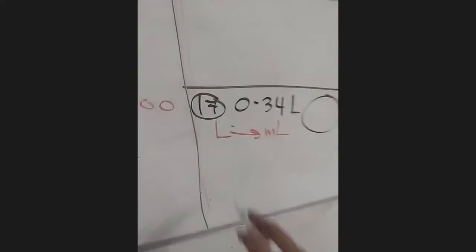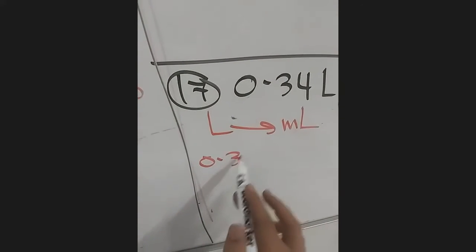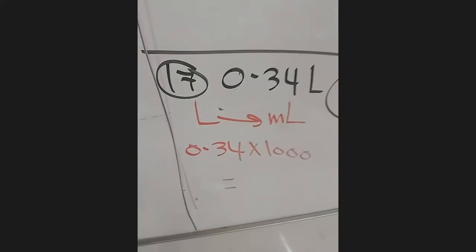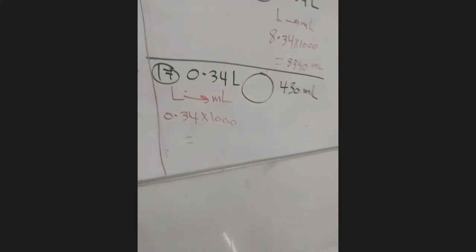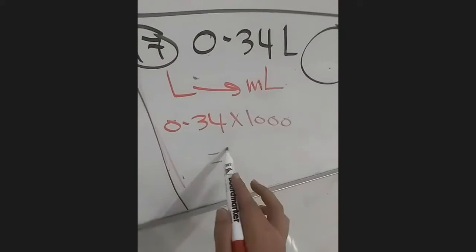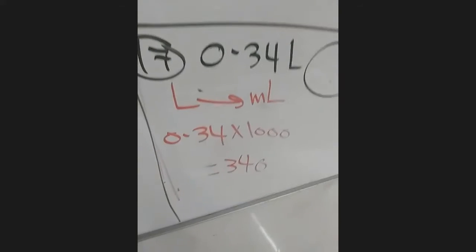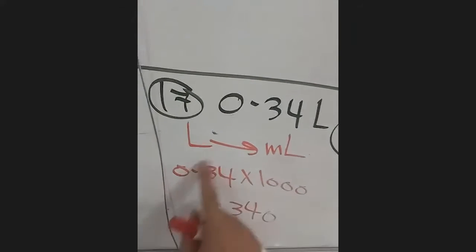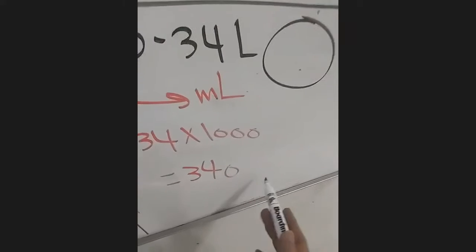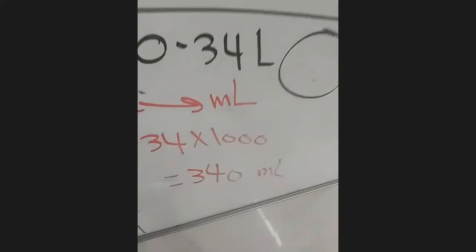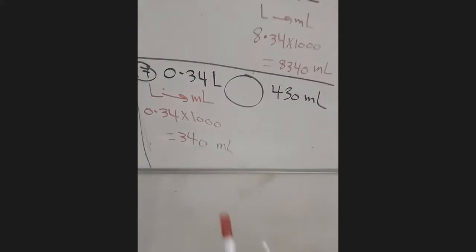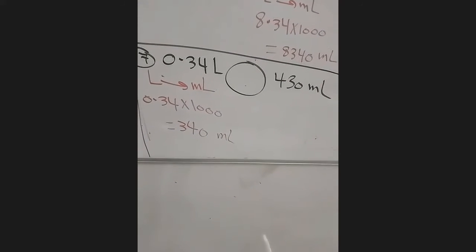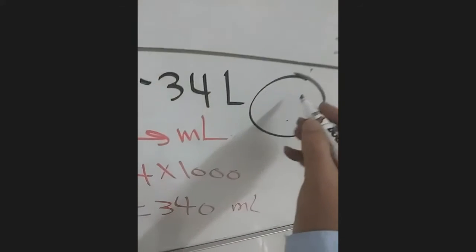Okay. Yeah, 0.34 multiply 1,000. Equal what? 340. Put the zero here to push it three digits. Yes. 340 milliliter, right? Now, which one is bigger, 340 milliliter or 430 milliliter? 430 milliliter. This one is bigger.